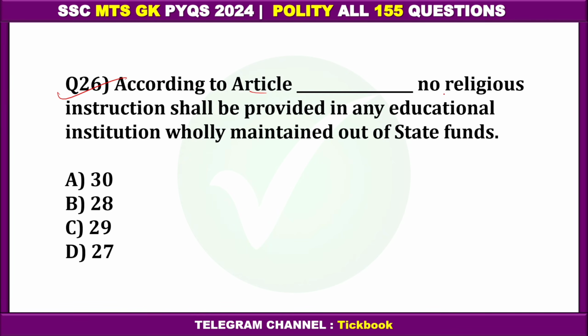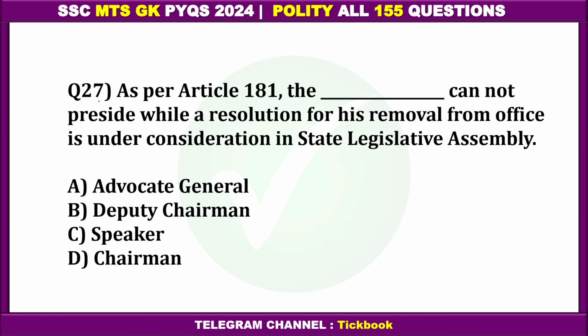26. According to the article dash, no religious instruction shall be provided in any educational institution wholly maintained out of state funds. Option number B, Article 28.